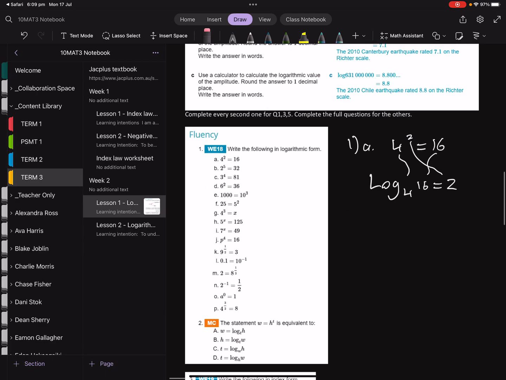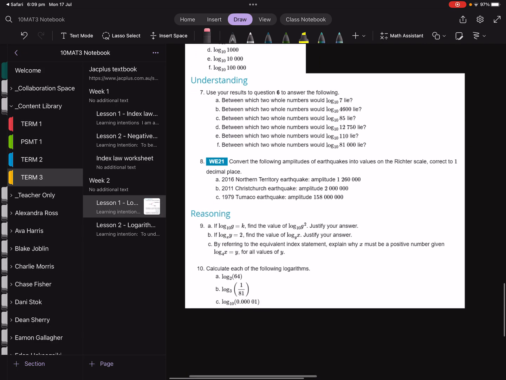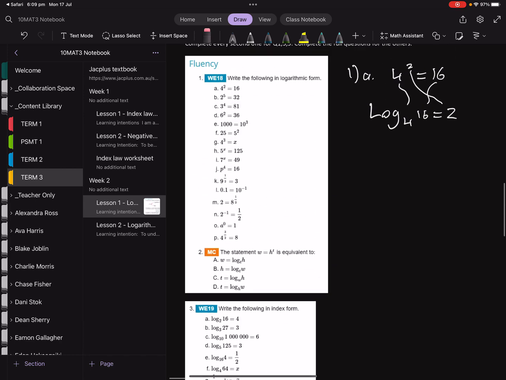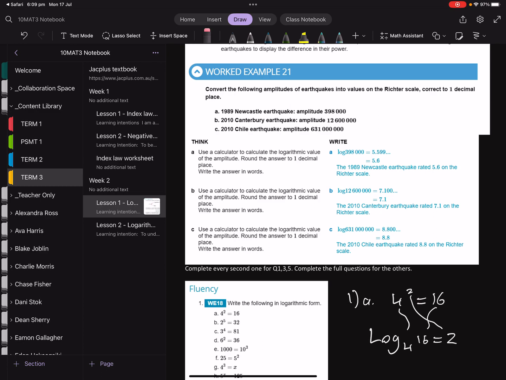Go on to do questions 1, 3, and 5. Do every second one for this. And then complete questions 2, 4, 6, and the remaining as they are. If you guys have any troubles, just let me know, email me. I should be able to answer them that night, or I'll ask them in class tomorrow.